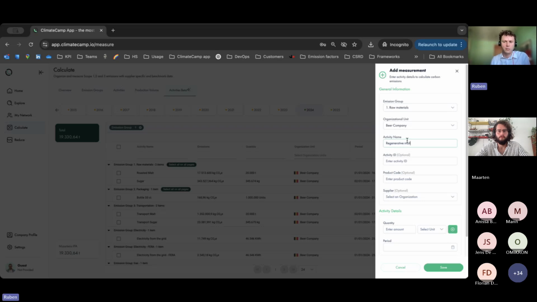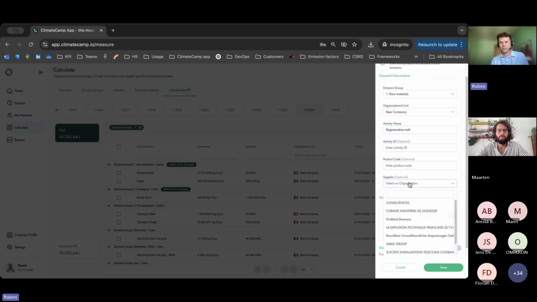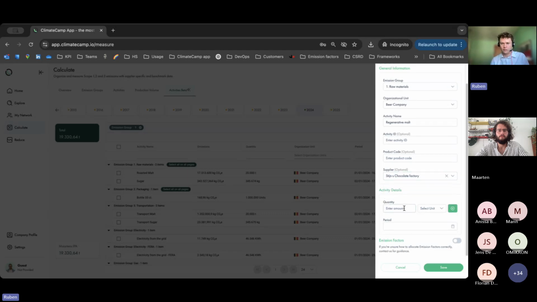So I give it an activity name. If wanted, I can add a relevant activity ID, a code, a supplier. In this case, for example, I bought this from a specific supplier, so I'll add them here. I can indicate the quantity. Let's say that I added X amount of tons of malt in this brew.